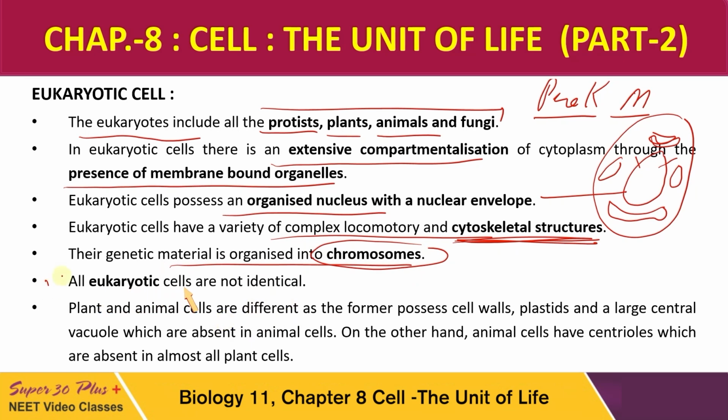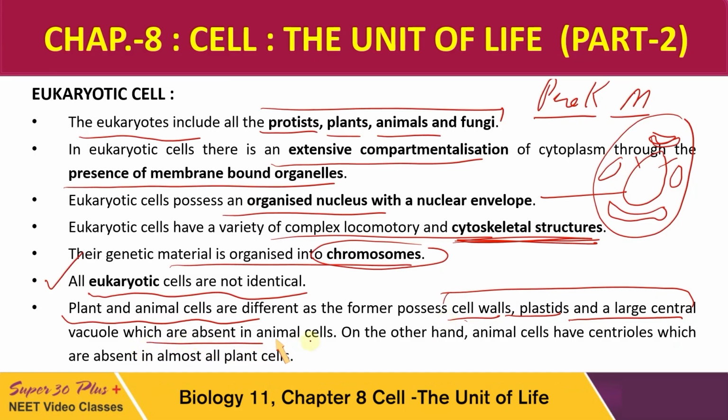All eukaryotic cells are not identical. The basic plan is the same, but they are not exactly identical. We can divide eukaryotic cells into plant cells and animal cells, and we have to see what the differences are. The plant cell has a cell wall, it has plastids because it has to do photosynthesis, and it has a large central vacuole, three important characters which are absent in the animal cell. On the other side, in the animal cell we have one organelle, the centriole, which is absent in the plant cell.